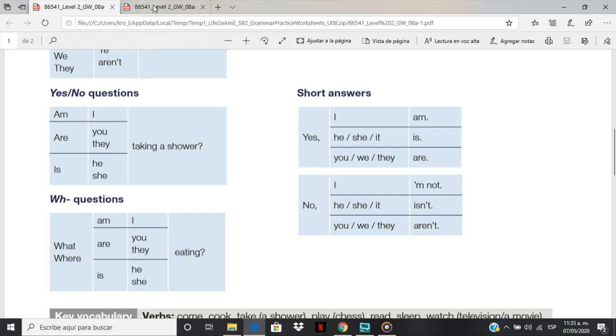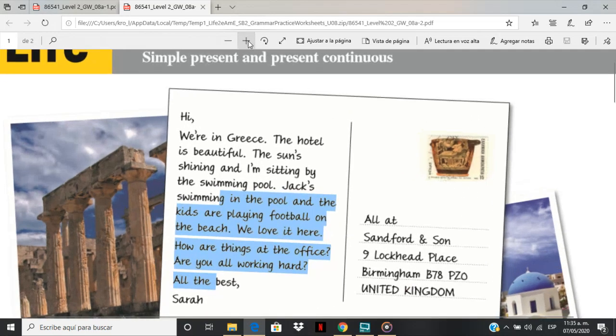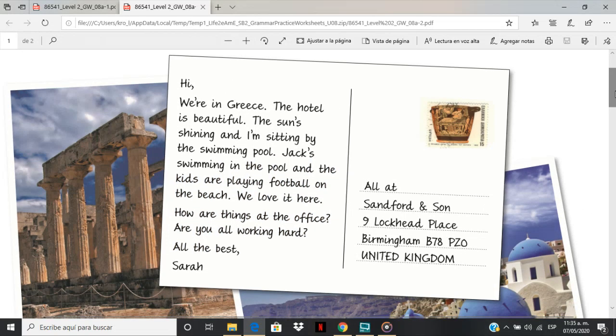Remember that. Now, look at this postcard. What happens here? What is this describing?